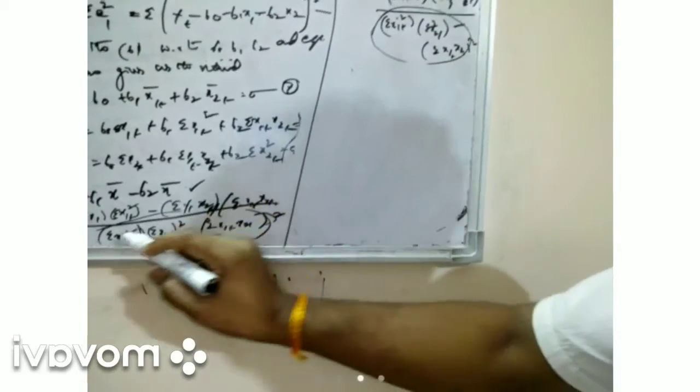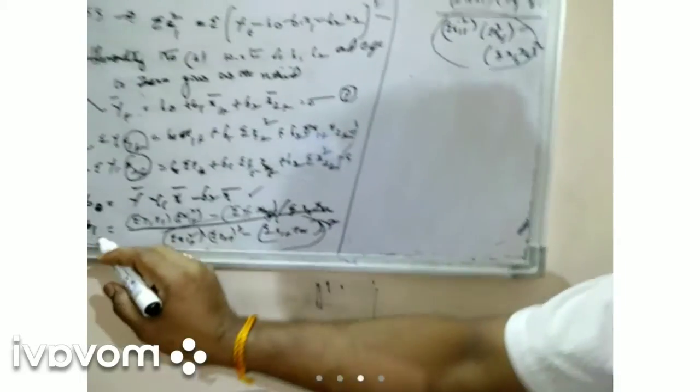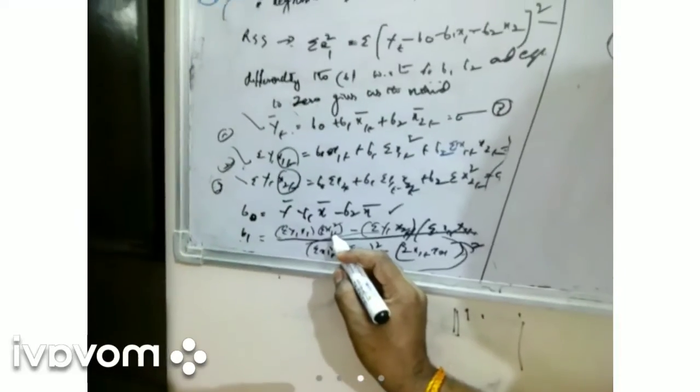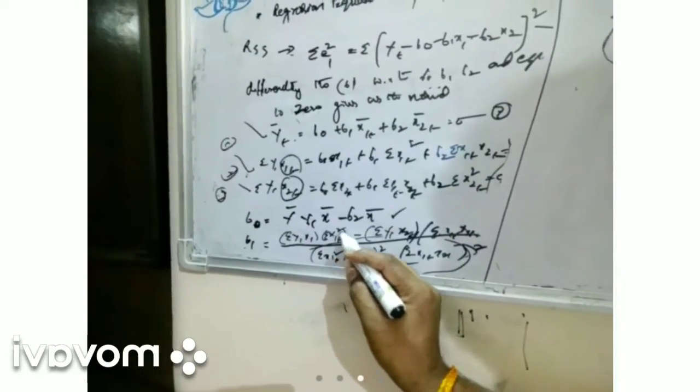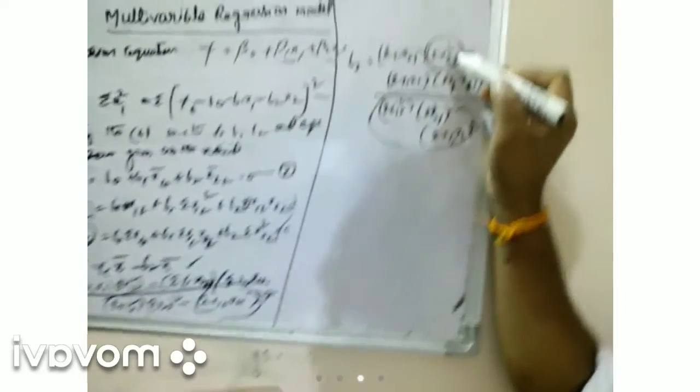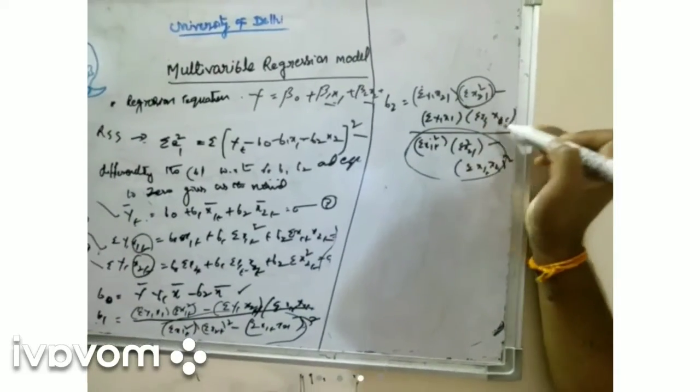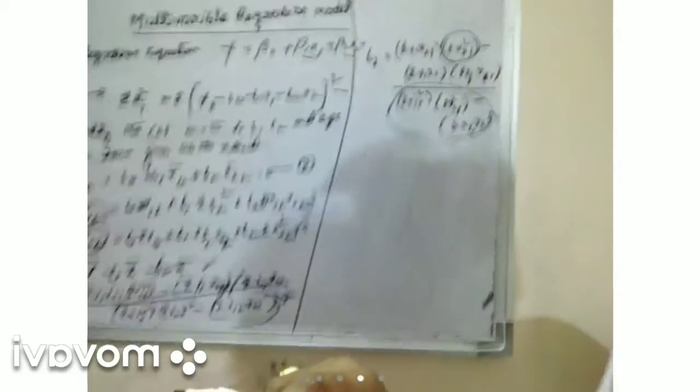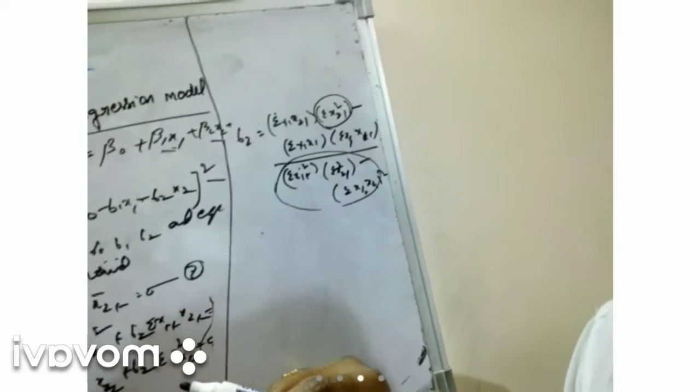Denominators are common. See, here is also a common denominator, and here also, and the numerator is also common. If you want to talk about b1, just mention sigma x1 square here, and sigma x2 square here. Just the remaining are all the same.